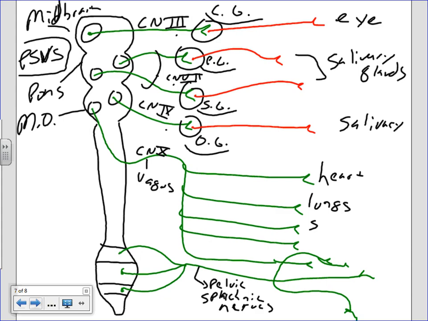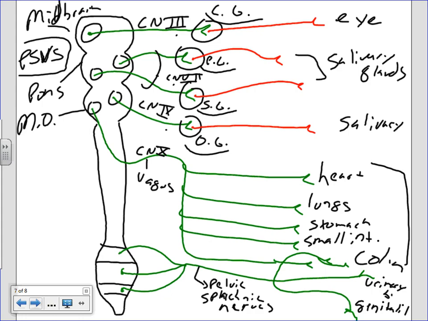Your stomach, small intestine, which I'm just going to abbreviate again, your colon, your urinary bladder, and reproductive areas as well, or genitalia. So the vagus nerve essentially innervates from the heart to the colon. Not all aspects of the colon, but a good portion of it, more the upper aspect of the colon, like the ascending colon, for example.